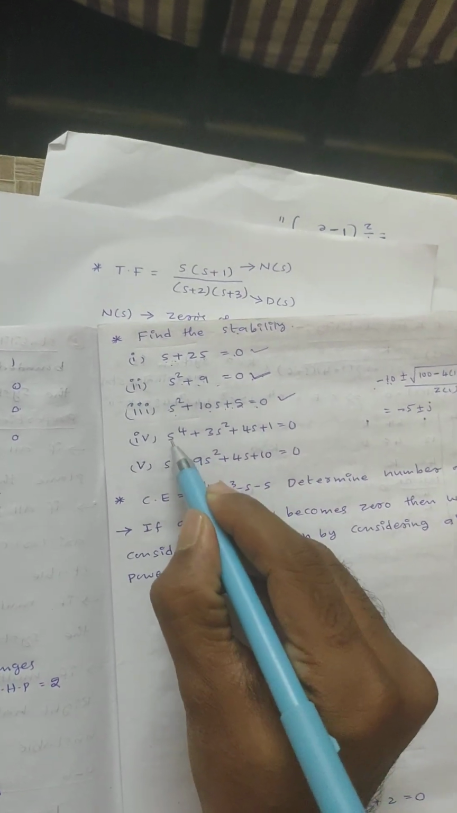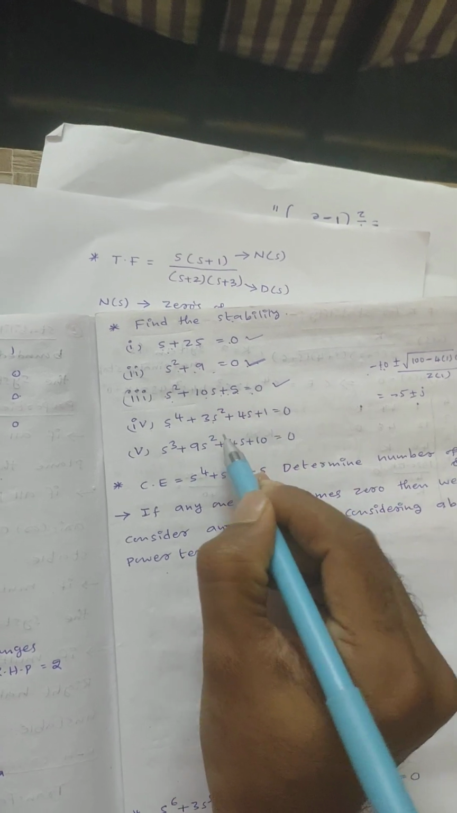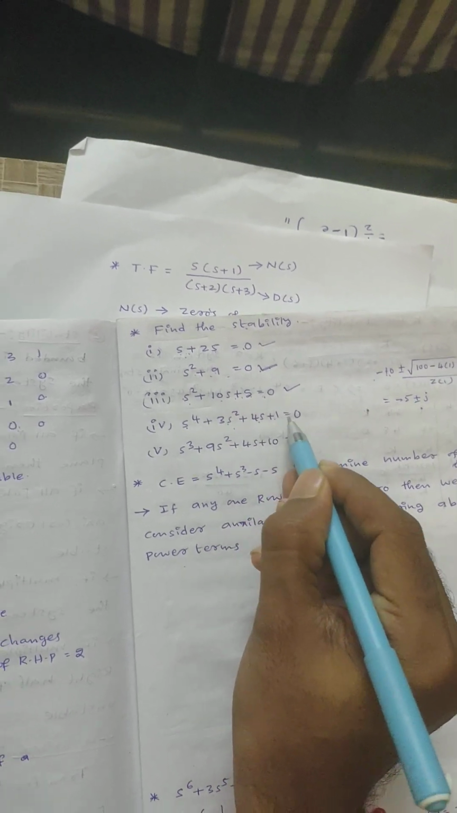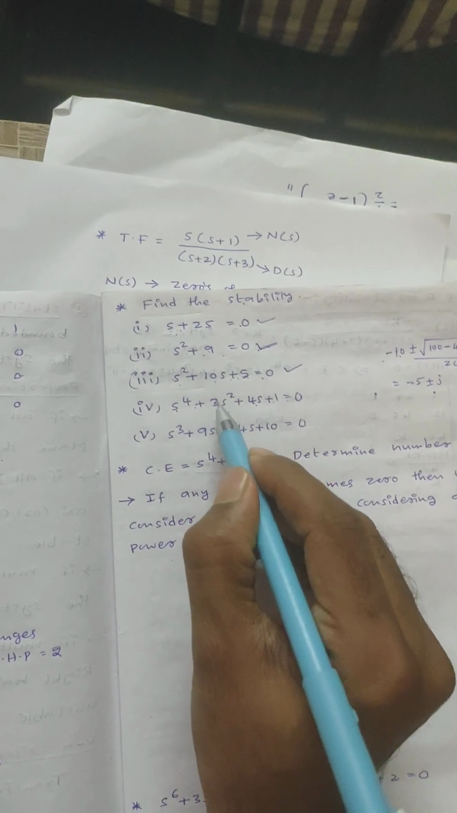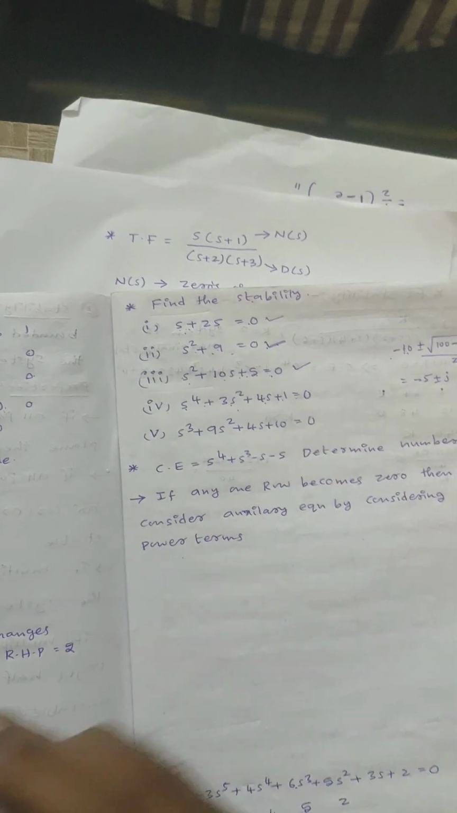Next, s power 4 plus 3s square plus 4s plus 1 equals 0. See here, the s cube coefficient is missing. Hence the given system is an unstable system.